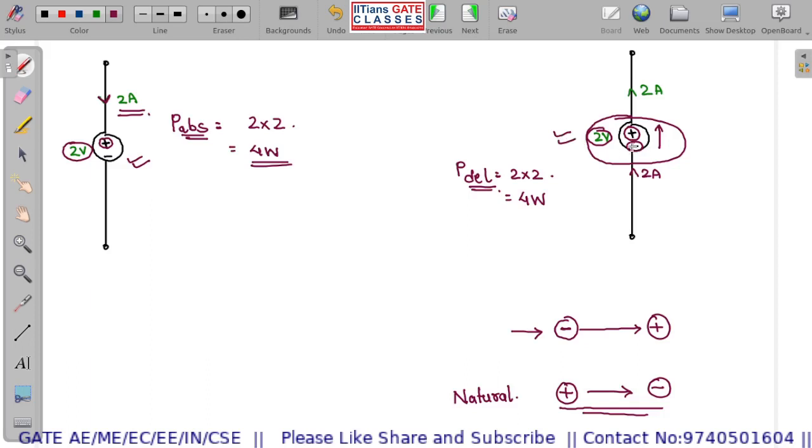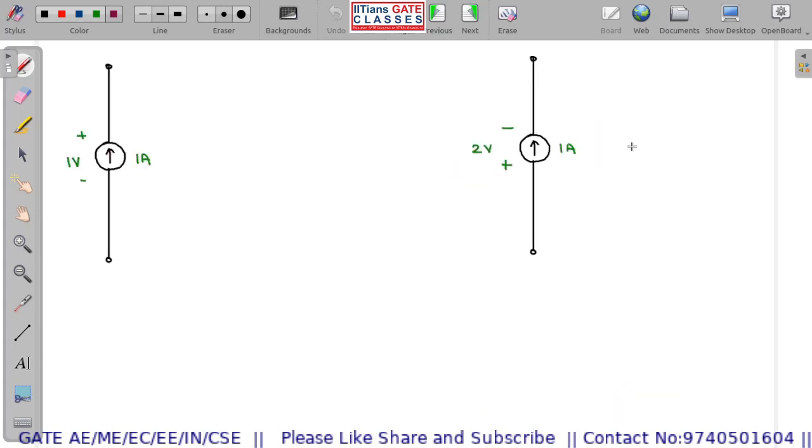So basically your power delivered and power absorbed decides the direction of current in the element. Okay. Now come to this current source. So this is your ideal current source, or independent current source, whatever you can say. So here you can see that I have marked the polarity.